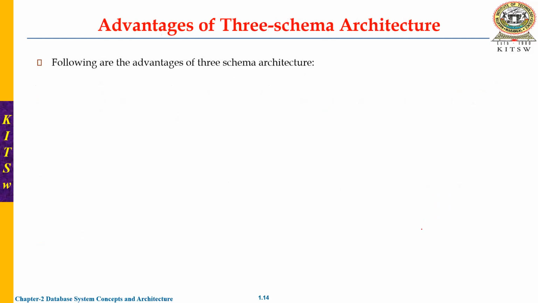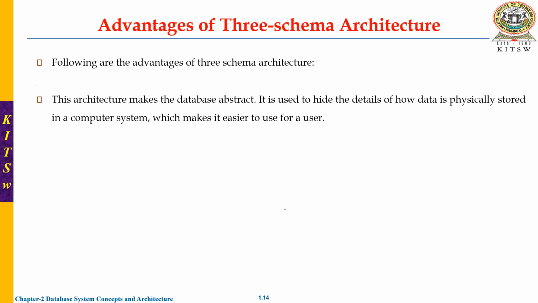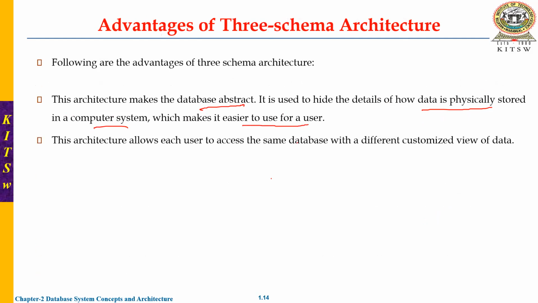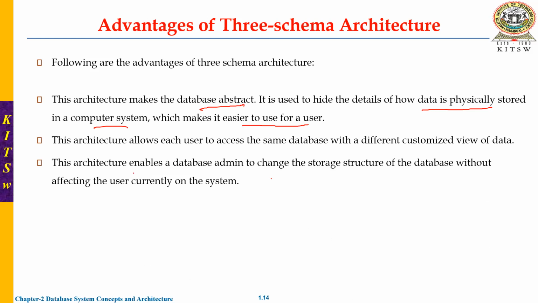The following are the advantages of three schema architecture. This architecture makes the database abstract. That is, you hide the details of how data is physically stored in a computer system, which makes it easier to use for users. The architecture allows each user to access the same database with different customized views of data. This architecture enables the database admin to change the storage structure of the database without affecting the users currently on the system.